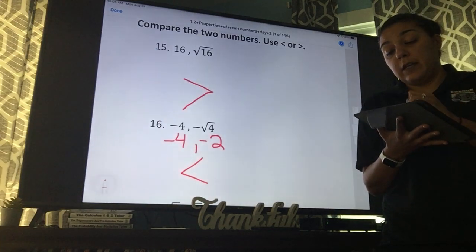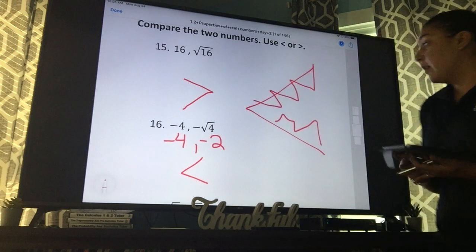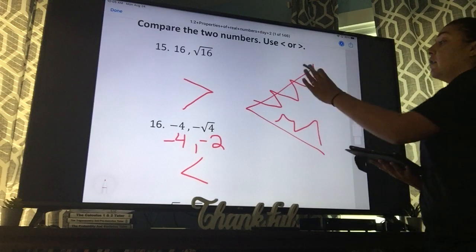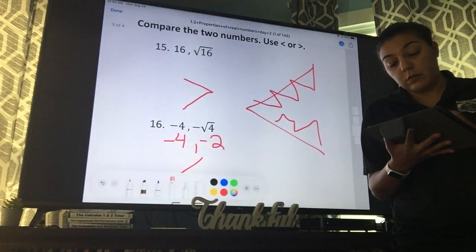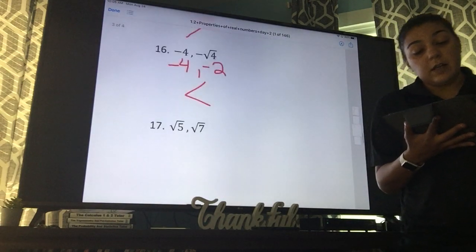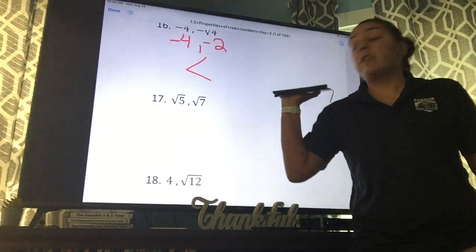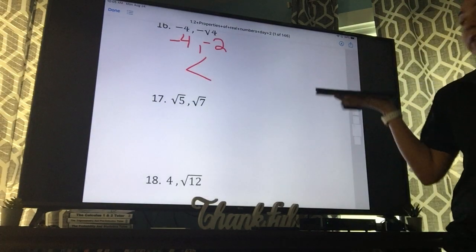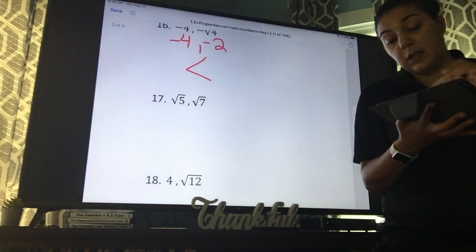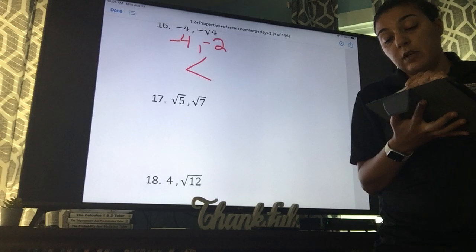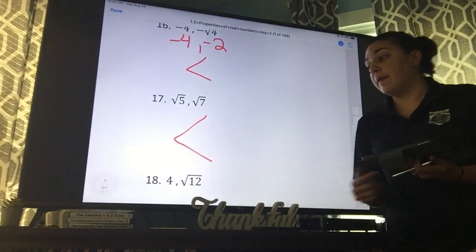I forgot to go over this, but in elementary school you probably learned the little alligator mouth. Whatever way the mouth is facing, he's eating the bigger number. Just know that. Now, the square root of 5 and the square root of 7. If they both have a square root, you don't even need to figure out what number is what. Which number is bigger, 5 or 7? 7 is bigger. We don't need to figure out what they are as decimals, because 7 is always going to be bigger than 5.